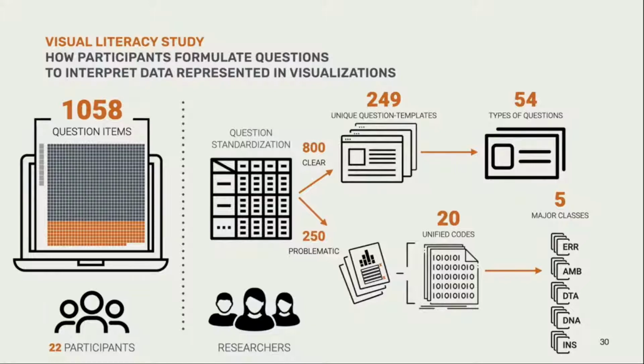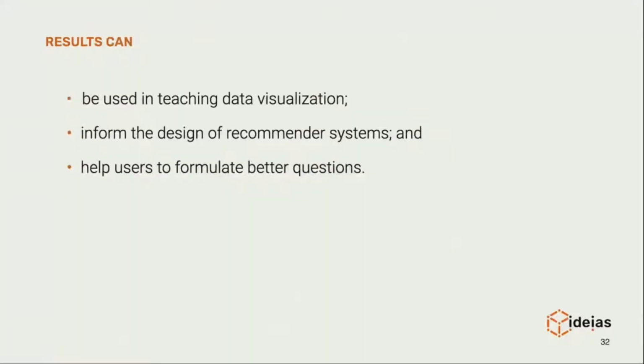We applied an open coding technique for the problematic group to identify the types of problems found in the questions, yielding 20 types of problems subsumed under 5 classes. The study results reported in this paper can be used in teaching data visualization, as they uncover and classify frequent errors people make when thinking about data represented visually.